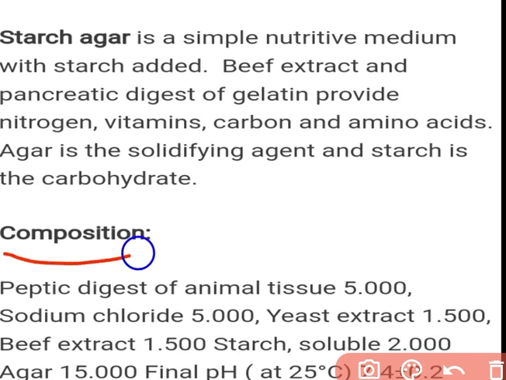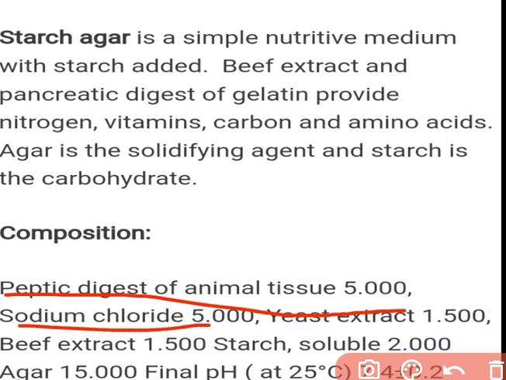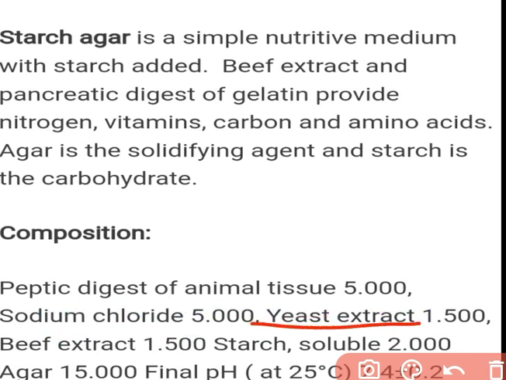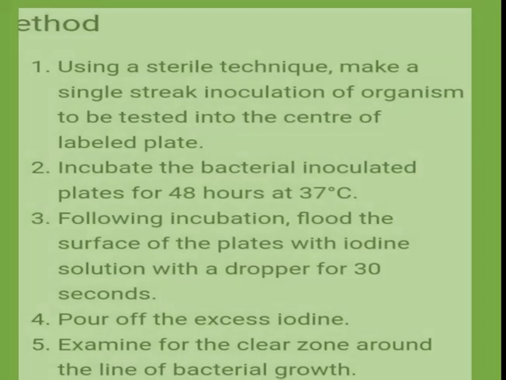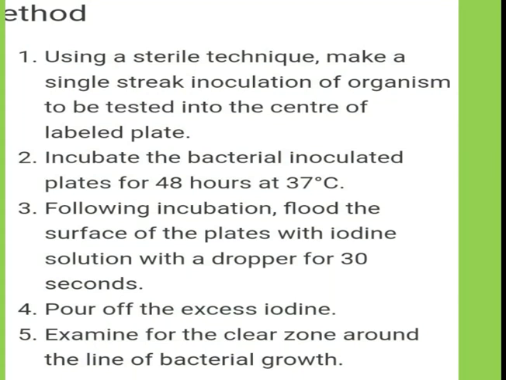The composition of the starch agar medium, for 1 liter of water: peptic digest of animal tissue 5 gram, sodium chloride 5 gram, yeast extract 1.5 gram, beef extract 1.5 gram, starch 2 gram, agar agar powder 15 gram, and pH 7.4. This is the composition for preparation of starch agar. After preparation of starch agar, plates are sterilized.